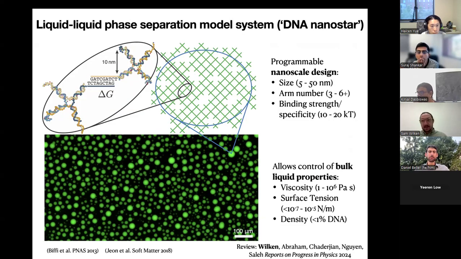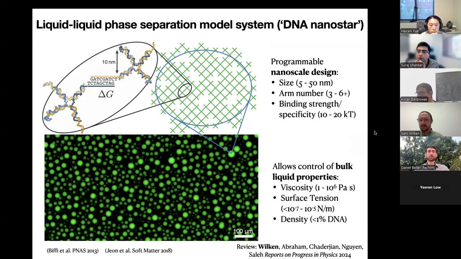Can I ask a quick question over here? Yes, of course. So the size that you mentioned over here, this is the size of each individual nanostar. Is that correct? Yes. Sort of radius of gyration or something, presumably. Yeah, so here we think of the arms as infinitely stiff because the persistence length of double-stranded DNA is around 50 nanometers, and these are much smaller than that.